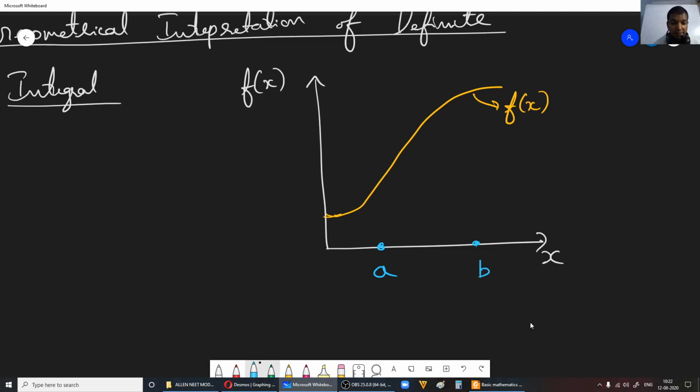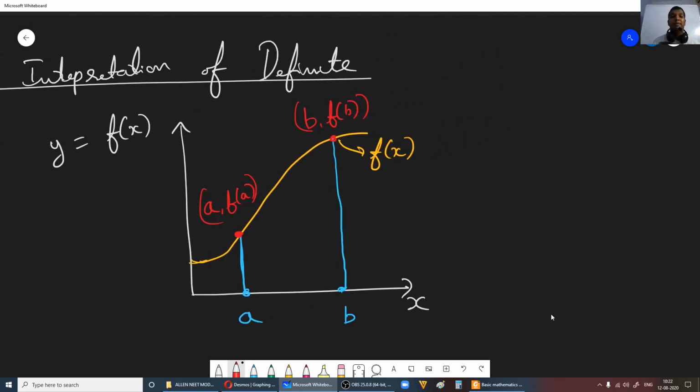Now let us draw that. Let us drop a perpendicular. So how do we define this point here? Basically we write it as x comma y, right? So you can write a comma f of a, correct? y is f of x, that is y. Now this point you can write as b comma f of b.